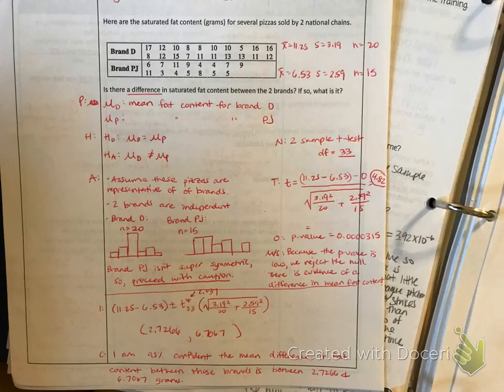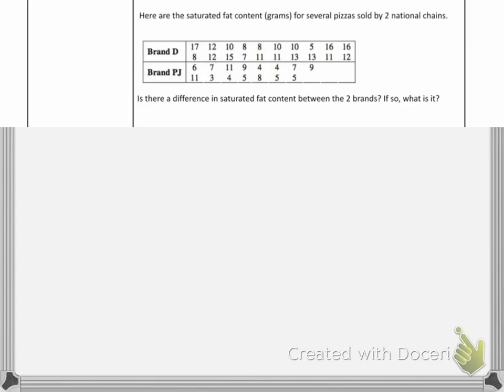What you're going to do is down at the bottom, I'm going to try to tell you what to do here. Down at the bottom, you're going to see a problem that says there are saturated fat content grams for several pizzas sold by 2 national chains, brand D and brand PJ. I bet you can't guess what 2 brands those stand for. And then the question says, is there a difference in saturated fat content between the 2 brands? So you're going to put together a hypothesis test for that first.